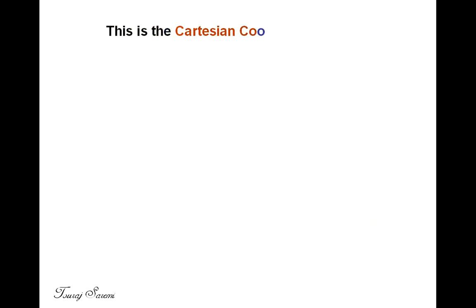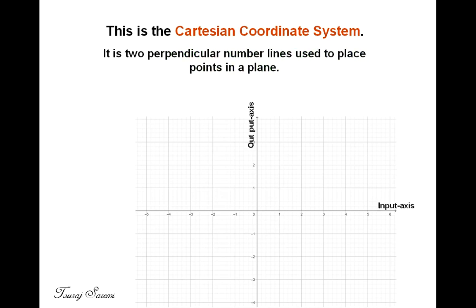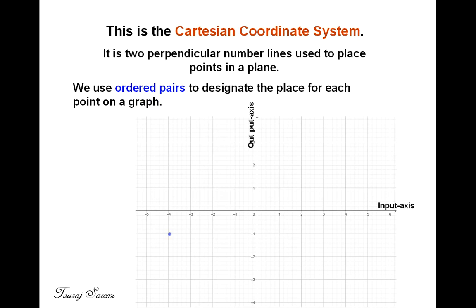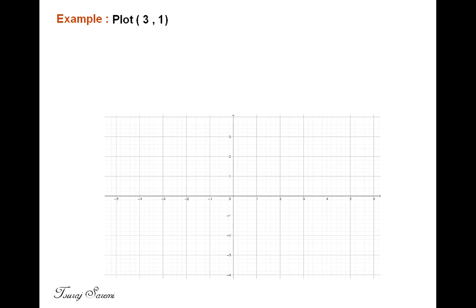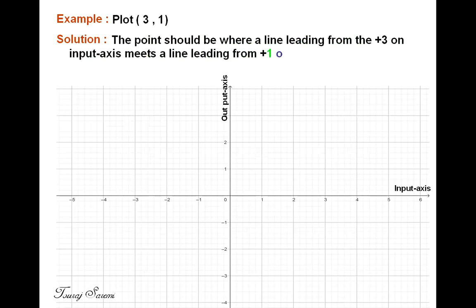This is the Cartesian coordinate system. It is two perpendicular number lines used to place points in a plane. We use ordered pairs to designate the place for each point on a graph. Example. Plot (3, 1). Solution. The point should be where a line leading from the +3 on the input axis meets a line leading from +1 on the output axis.